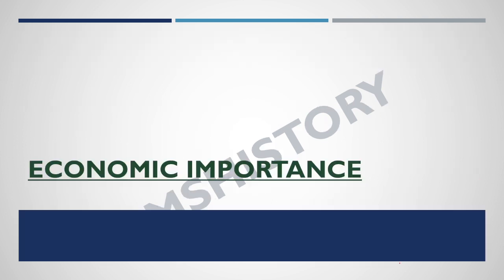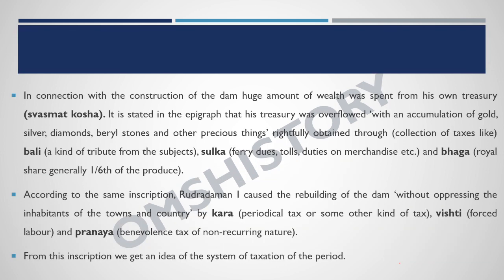If we talk about the economic importance of this very inscription, it shows the creation of a large scale irrigation project on the part of the ruler, which is always a viable program. In case of Sudarshan Lake, it already existed, and Rudradaman repaired the severe breach that happened due to heavy storm. In connection with the construction of the dam, a huge amount of wealth was spent from his own treasury, which was called Swasmat Kosh.